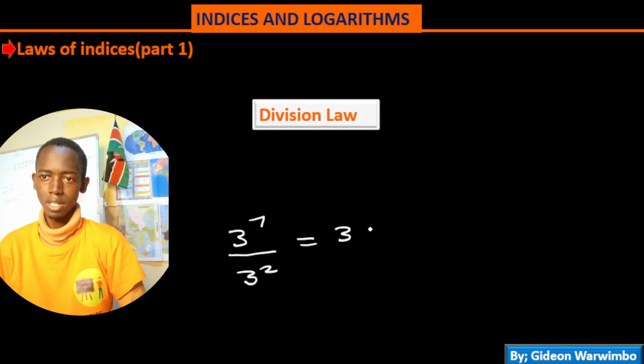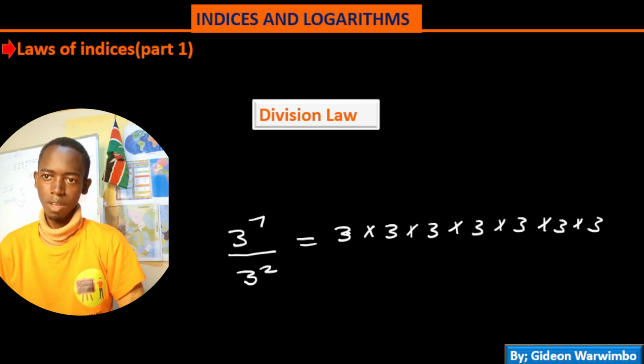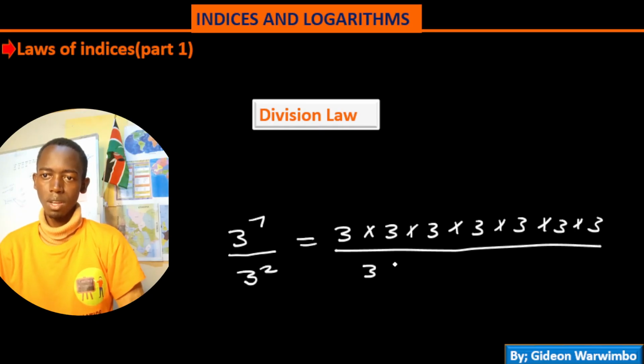Let's go ahead and do that. Therefore we would have something like 3 multiplied by 3 by 3 by 3 by 3 by 3, and finally another 3. Are these 7 of them? 1, 2, 3, 4, 5, 6, 7. Yes, that's quite perfect. And then at the denominator, what we have is 3 to power 2. Therefore that is 3 multiplied by 3.